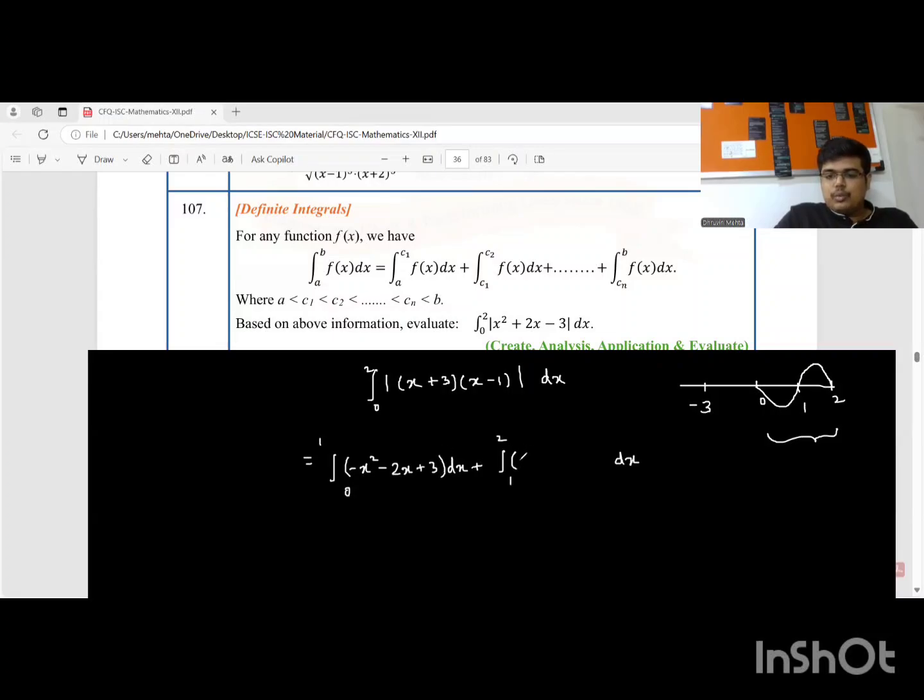And this, students, will be x square plus 2x minus 3. It will be positive. And now, students, hereafter, I want you to complete this. You have to do basic integration and then upper limit minus lower limit. You will get the answer.